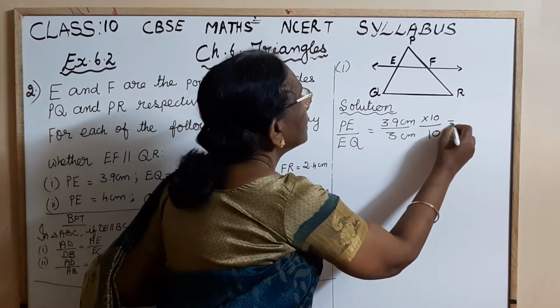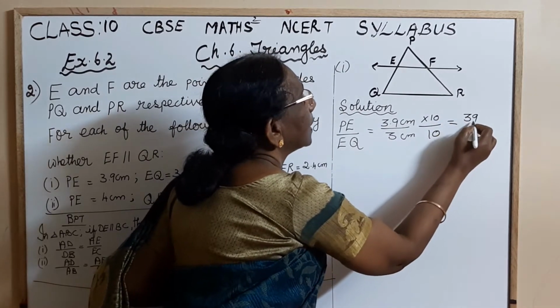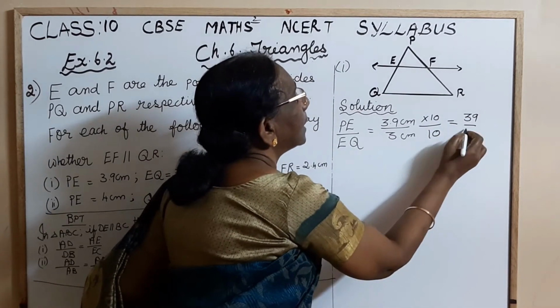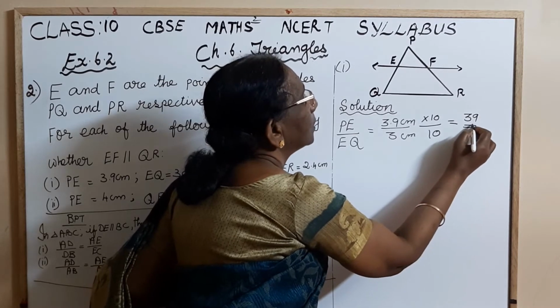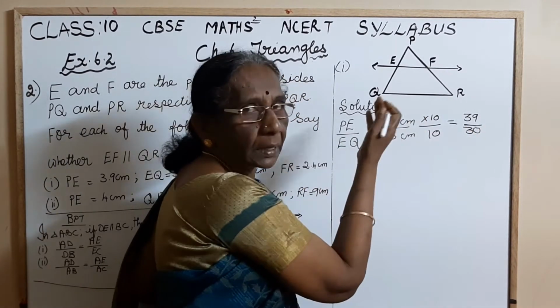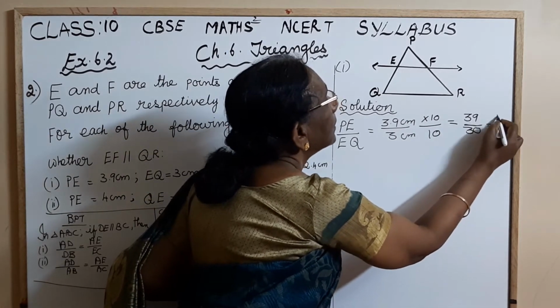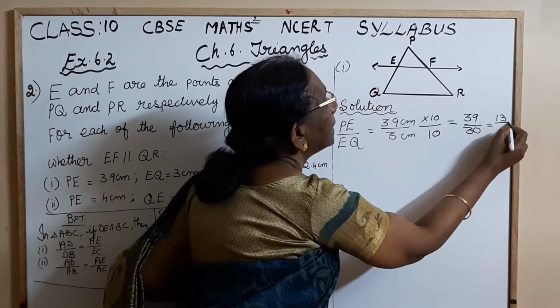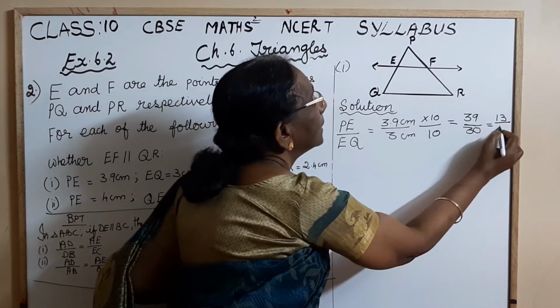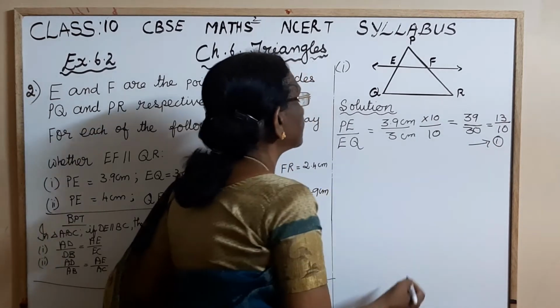So here what do we get? 39. Here 3 tens are 30, no decimal place. So this will be 30. Centimeter and centimeter will get cancelled. So what will you have here? Divide both by 3. 13 3s are 39. 10 3s are 30. Name this as 1.